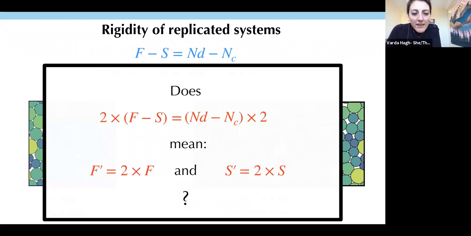But what does doubling both sides of the Maxwell's equation imply? Because the left-hand side of the equation, which is 2 times f minus s, is doubled, does it just mean that both the degrees of freedom and the states of self-stress have doubled, or is there something else going on? If somebody had asked me before we actually did this, my first question would be, yeah, probably that's what happens: if you double everything in the system, because it's exactly the same system, both the number of floppy modes or zero modes f and the number of states of self-stress will just double.